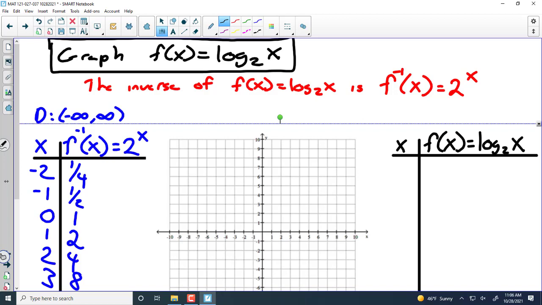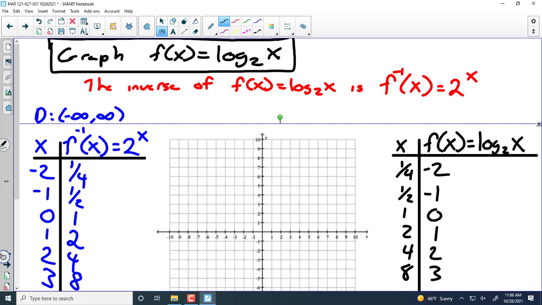Yeah, because can someone tell me the first ordered pair I can write over here? 1/4, -2. I've got them, I just need to flip them around. 1/2, -1; 1, 0; 2, 1; 4, 2; 8, 3.